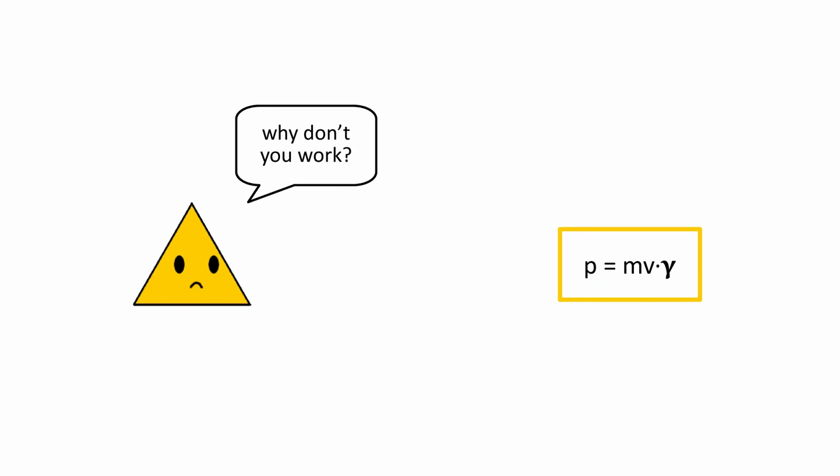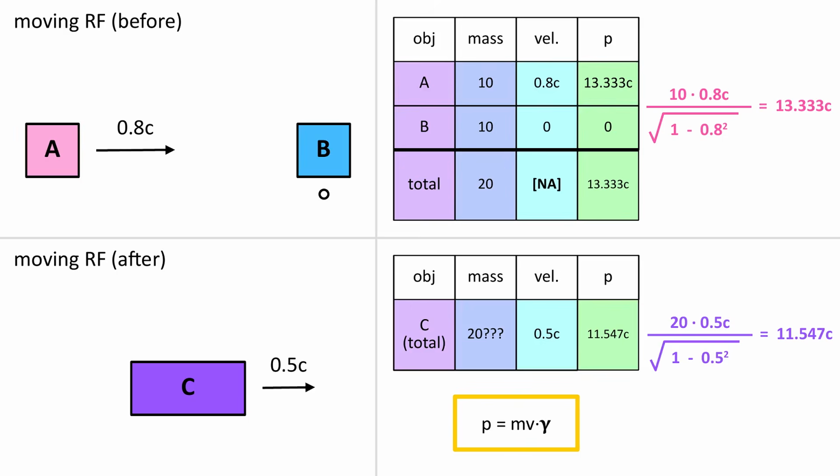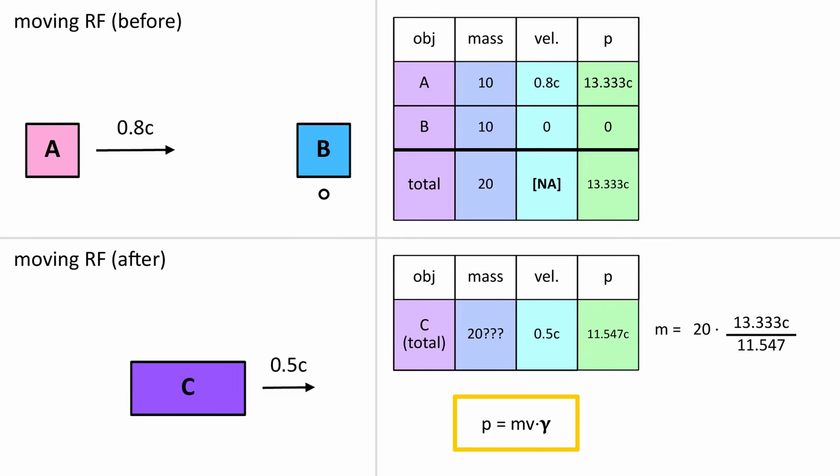That can only mean one thing: we made an assumption somewhere that we shouldn't have. The relevant assumption here is that the mass of block C is 20 kilograms. Since this collision is inelastic, the internal states of the blocks can change. This traditionally means their energy, but in relativity, the mass can change too. We can actually use conservation of momentum to calculate the mass of block C, and we find it's 23.094 kilograms, a bit more than the sum of A and B.